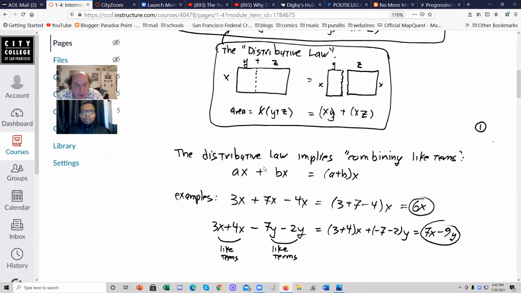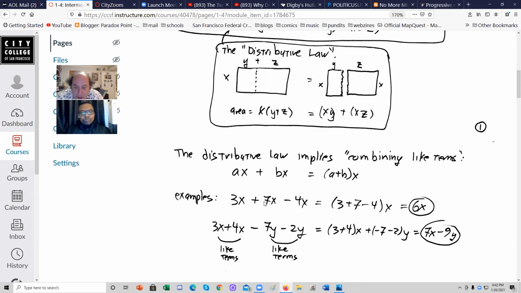It implies what's called combining like terms. You have ax plus bx, that's (a plus b) times x. Like terms, like this and this, these two are like terms because they have the same variable, x. 3x plus 4x is (3 plus 4) times x. You have negative 7y minus 2y. Again, these are like terms because they have the same variable y. And pulling out y by distribution, it's (negative 7 plus negative 2) times y. So these will all add up to 7x minus 9y.